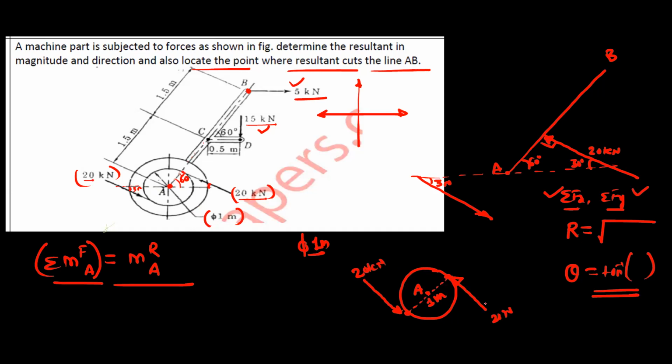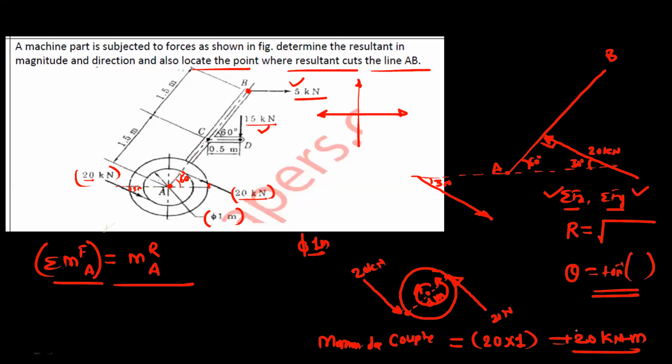So these two forces will form one couple. This is called the moment due to couple. And this moment will be force 20 into the distance between the two forces. So 20 into 1 is 20 kilonewton meter. And what is the direction of this couple? It is anti-clockwise. Just observe this direction. This is anti-clockwise, so this is positive. So put this value directly in this equation. Here you will have the equation due to 5, then the equation due to 15.